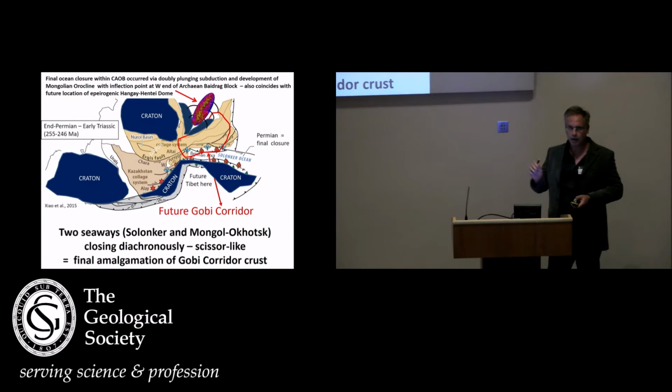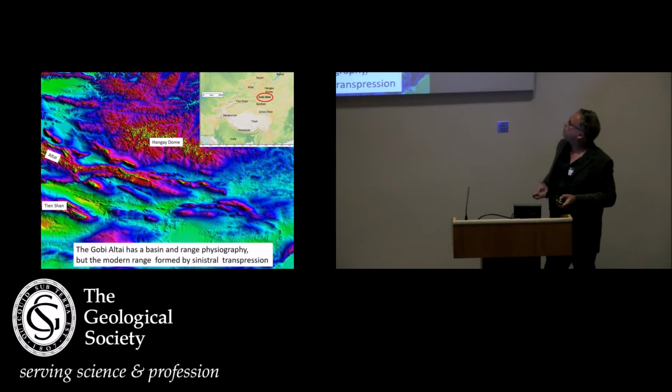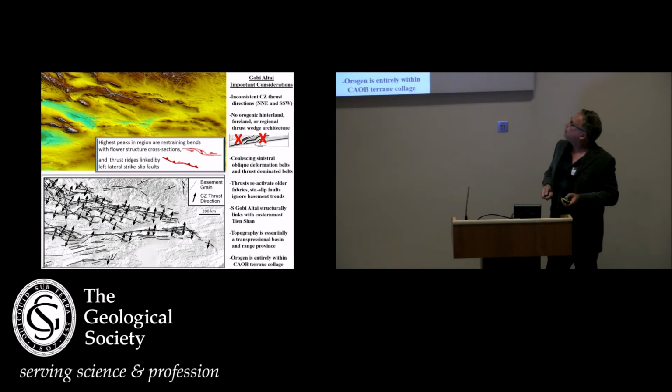All right, so now let's look at the Gobi Altai. It has a basin-range physiography, but it's a transpressional basin range. And I'm just going to summarize what we see there. Thrust faults break out to the north and south. Okay, there is no orogenic hinterland or foreland. This does not apply. The highest peaks in the region are restraining bends that are joining along strike and coalescing. Thrust faults typically reactivate the basement grain, the metamorphic fabric, previous faults and sedimentary strike belts and magmatic arc trends. Strikes of faults appear to ignore it.